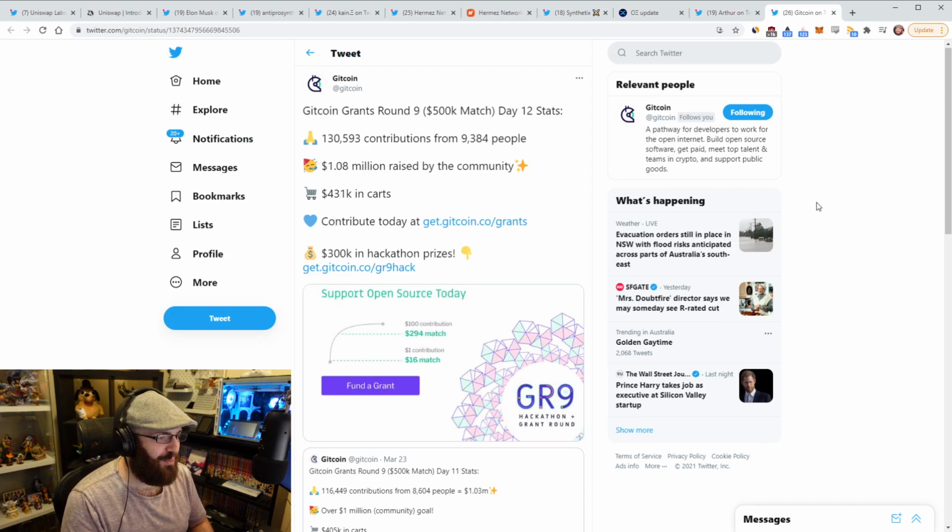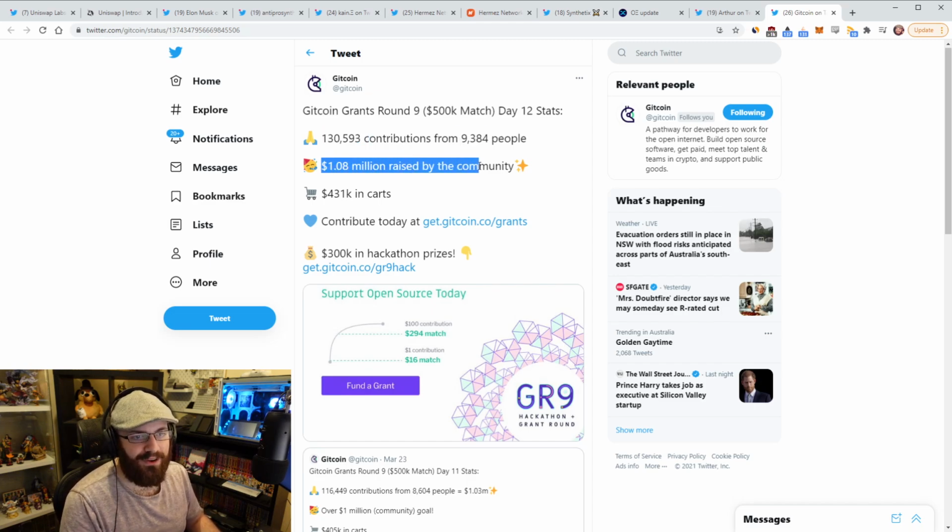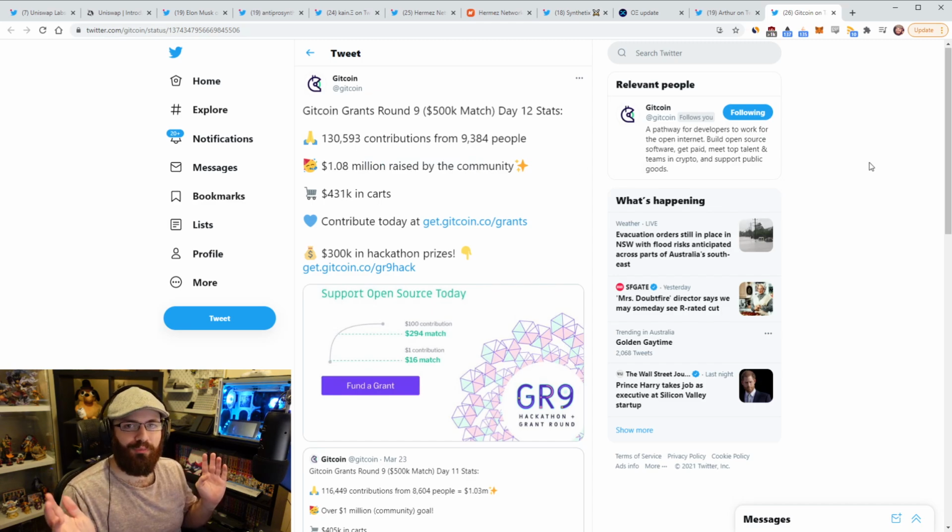So lastly here, a bit of positive news to end the refuel on. I know I've gone over time here, but I did want to mention this. So Gitcoin Grants Round 9, as I've been going on for a while, is ending very soon, I think within the next day or two. So definitely get your donations in. But what I did want to highlight here is that there have been over 130,000 contributions from over 9,000 people, and over $1 million has been raised by the community, which is absolutely amazing. This breaks all the previous records.